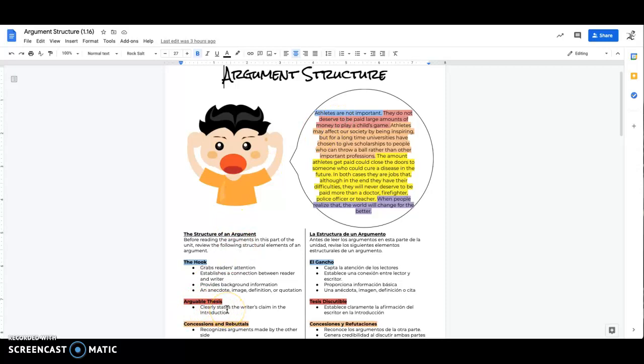The next element is an arguable thesis, which is very much like a thesis statement in our essay, that clearly states the writer's claim and appears in the introduction. So up here in our example, the second sentence that is highlighted in red is our arguable thesis. They do not deserve to be paid large amounts of money to play a child's game. So this person is arguing that athletes do not deserve the amount of money they make.